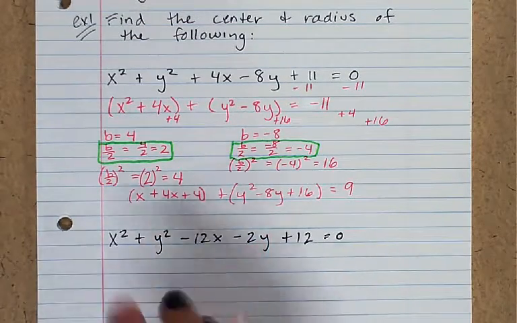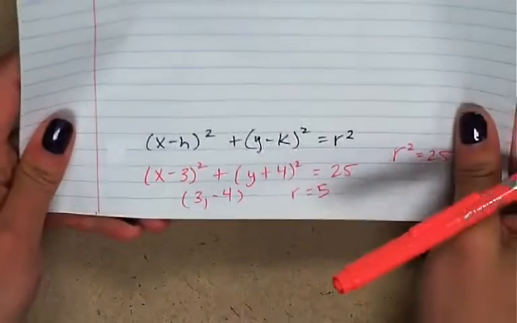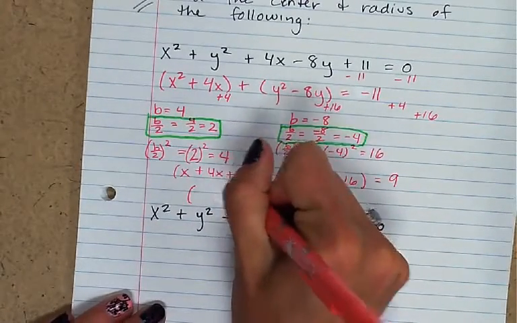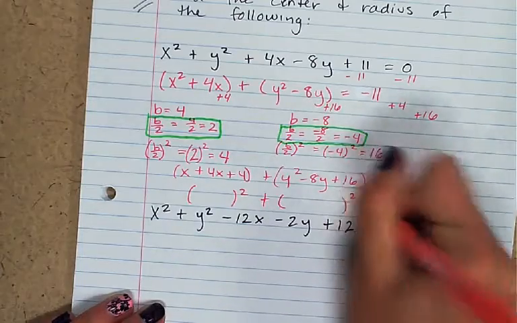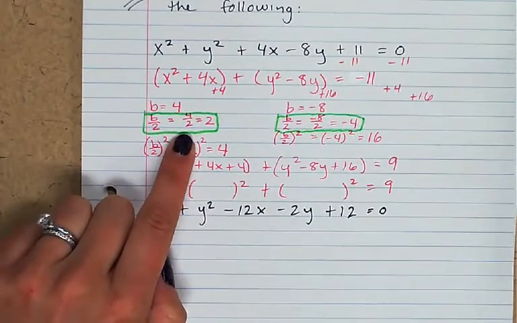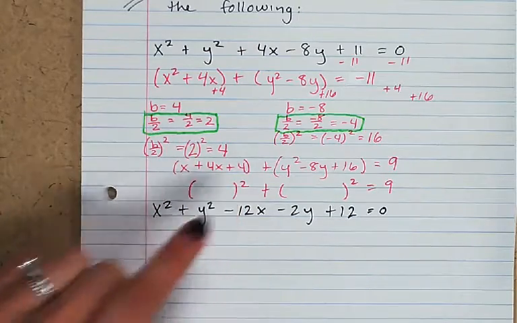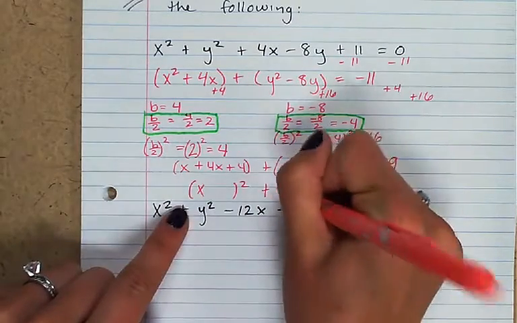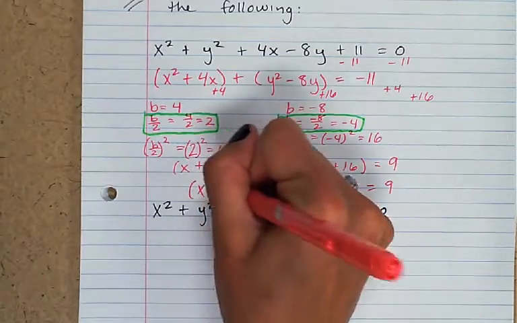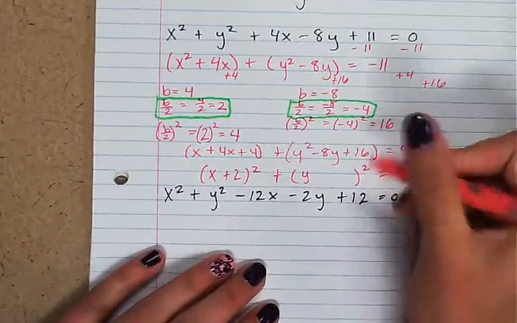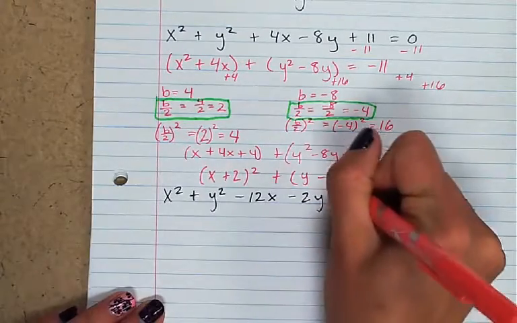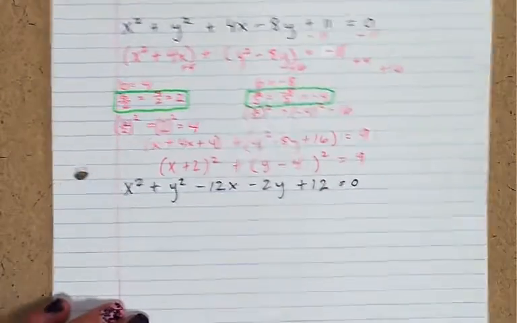Okay, so now we have perfect squares here. We just got to write them so that they look like this. So when you're writing them as something squared plus something squared equals 9, whatever you got in that b divided by 2 step, that's what you're going to put in the parentheses. So this starts with an x, this starts with a y. When we did b divided by 2, I got a positive 2. So this will factor into x plus 2, that quantity squared. Over here, when we did b divided by 2, we got negative 4. So that's what I'm going to put in here, negative 4. So that is the equation of that circle.